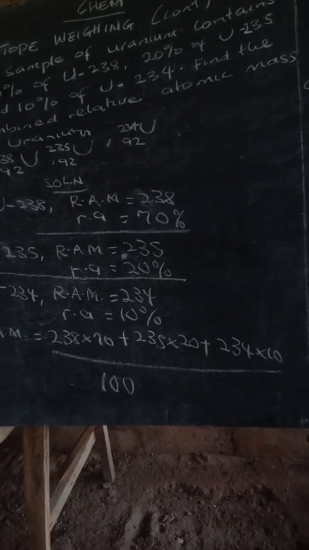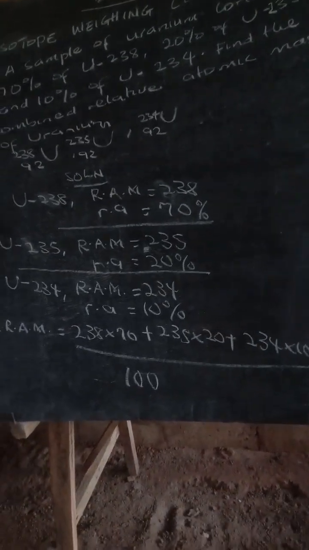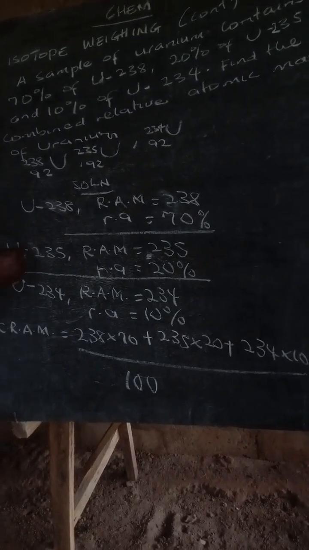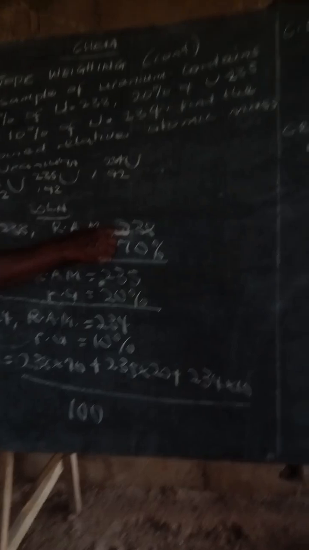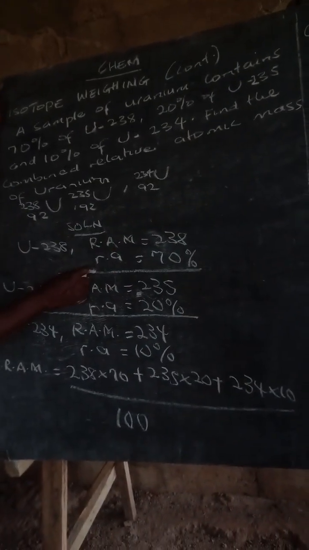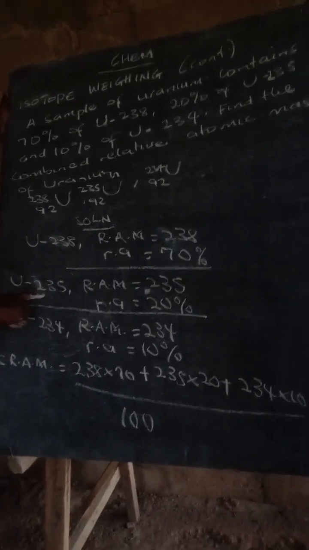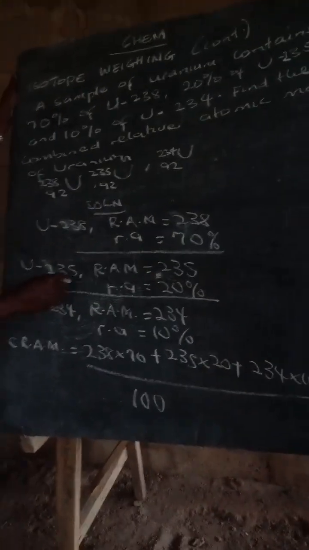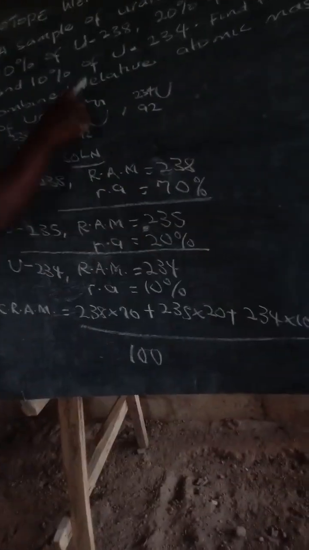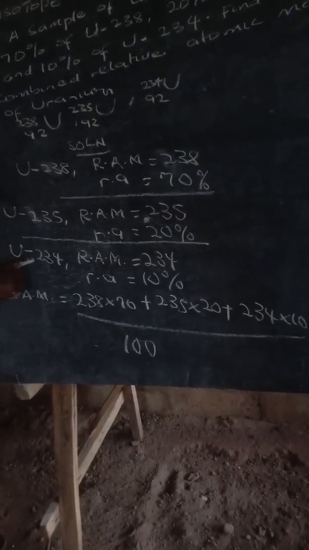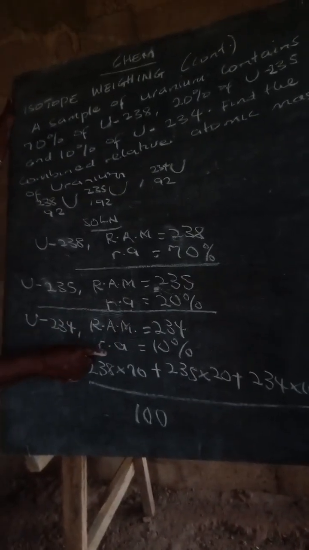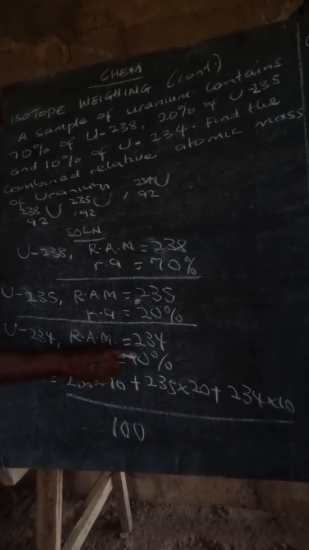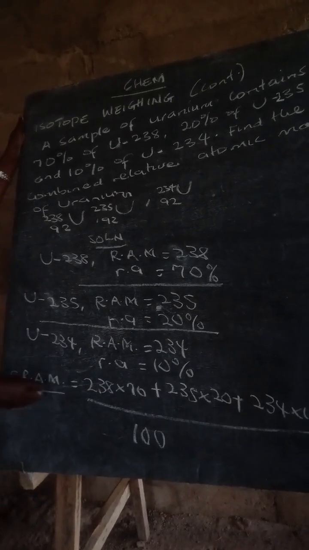Now, how do we find a combined relative atomic mass? The compromised mass. What is the relative atomic mass of uranium-238? That would be equal to 238. What is the relative abundance? 70%. What is the relative atomic mass of uranium-235? 235. What is the relative abundance? 20%, according to this question. What is the relative atomic mass of uranium-234? 234. What is the relative abundance? 10%.